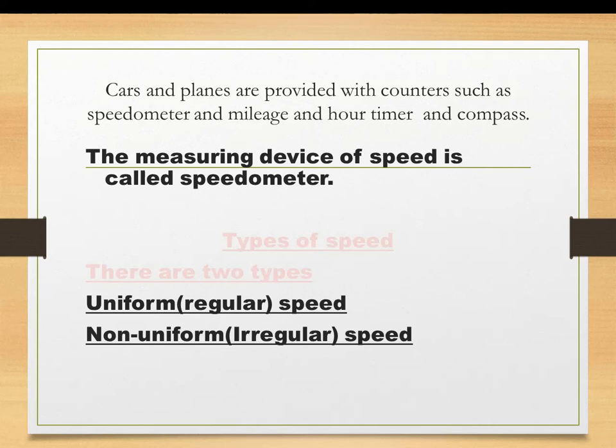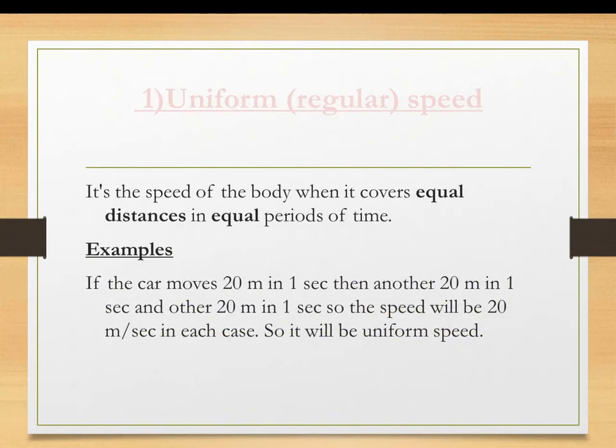So another point, we have here the types of speed. We have two types of speed: uniform or regular speed, and non-uniform or irregular speed. Let's start with uniform speed. What is the meaning of uniform speed? It is the speed of the body when it covers equal distances in equal periods of time. So we must have equal distances and equal periods of time.